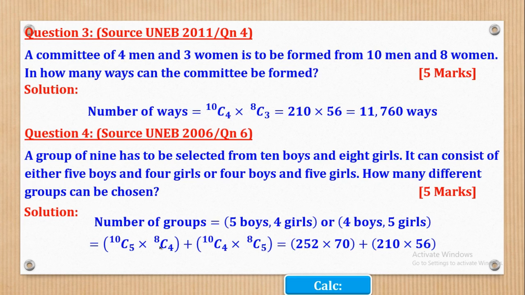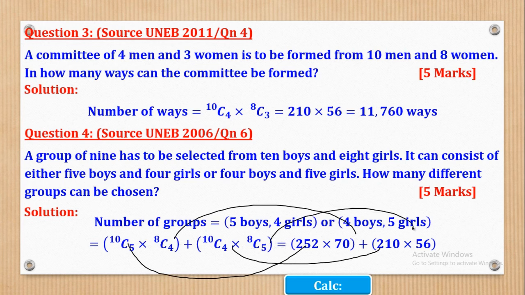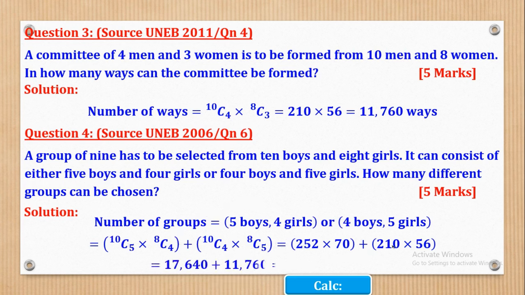So when you use the calculator, this gives you this, this gives you that. This gives you this, this gives you that. Simplify further, you'll come up with this, which is the required number of groups.